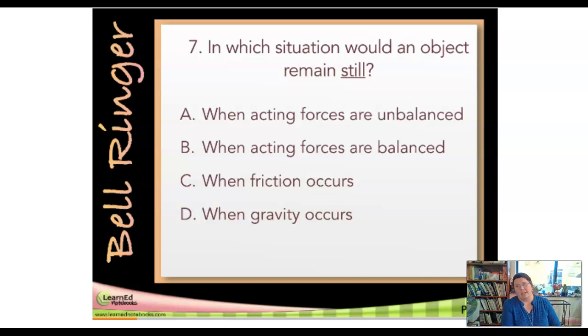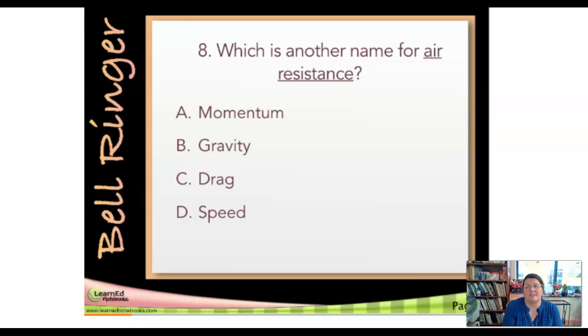Number 7, in which situation would an object remain still? This one you may not know, but you will learn it as we go through these lessons. When forces are balanced, an object remains still. Number 8, which is another name for air resistance.